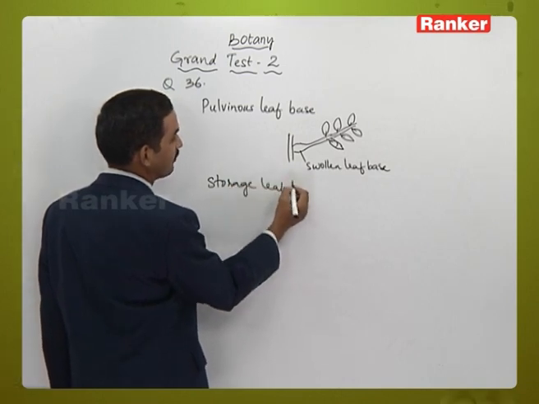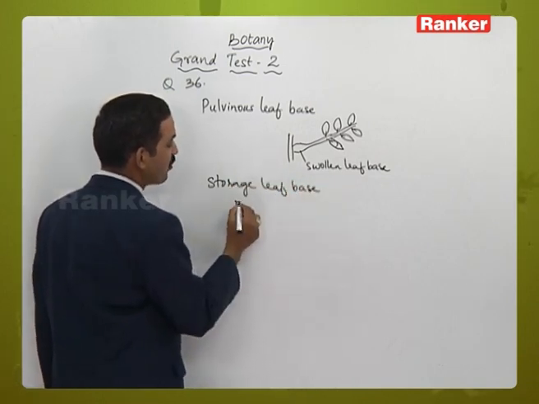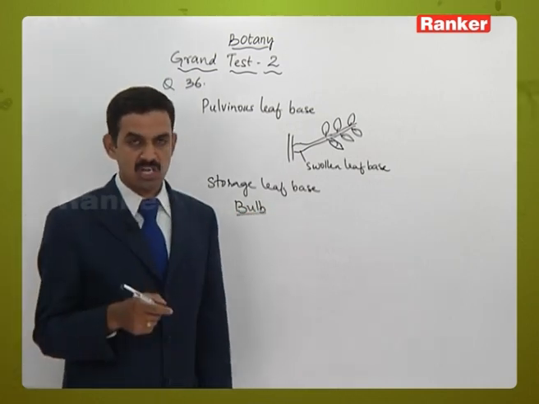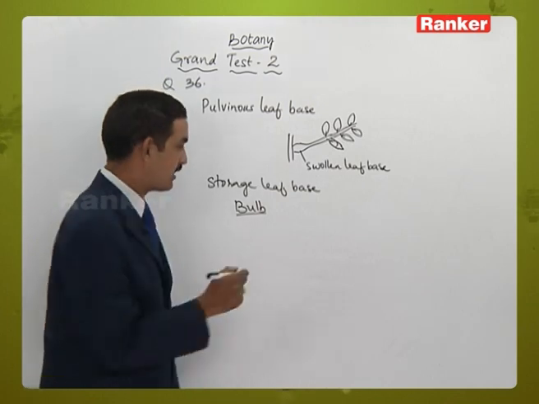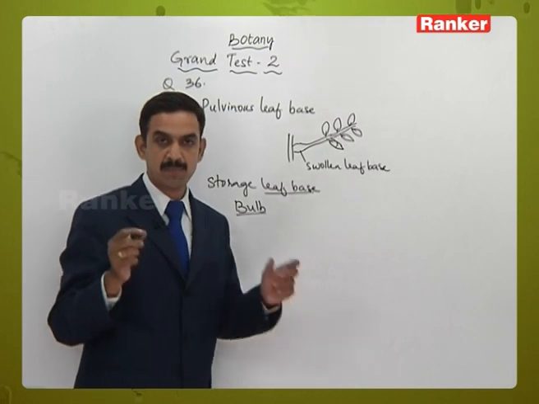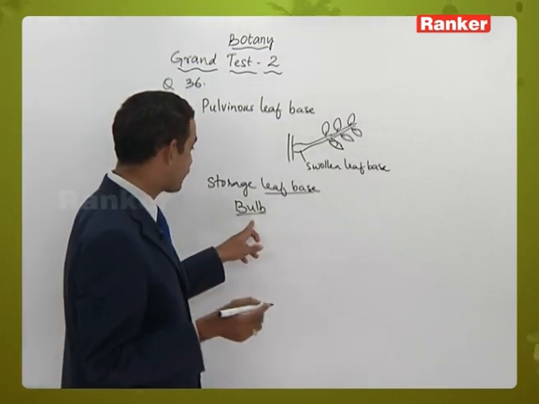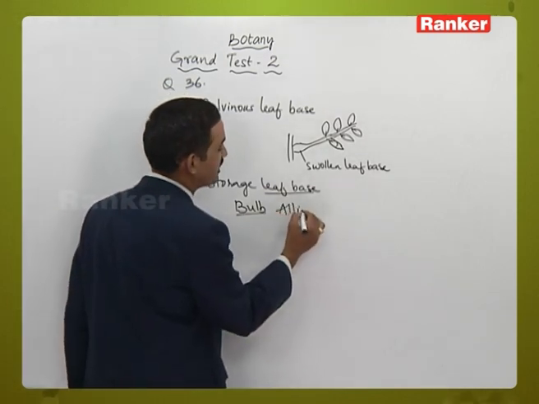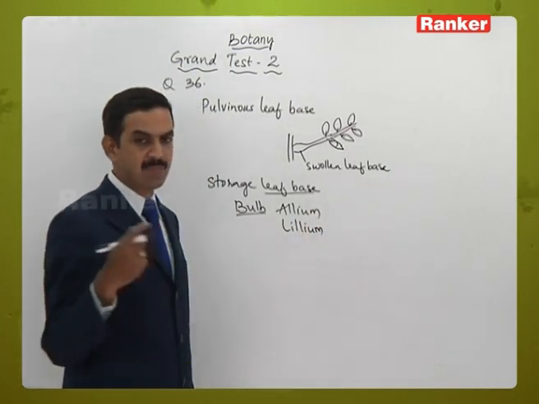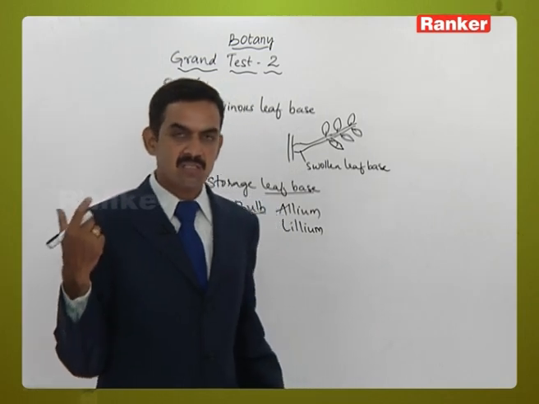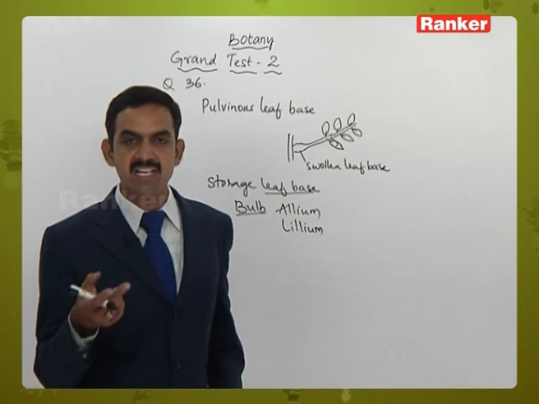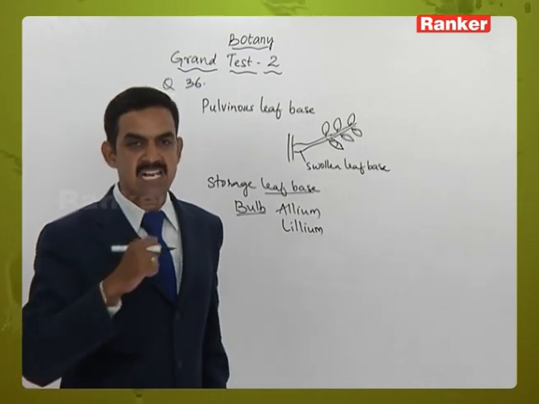storage leaf base. If you could remember, the underground stem called a bulb. The bulb does not store food materials in it, but the leaf bases will store the food materials and become swollen, right? That is present in examples like Allium species and Lilium species, that is, Allium sativum, Allium cepa and Lilium candidum. That is in the onion, garlic and Lilium species.